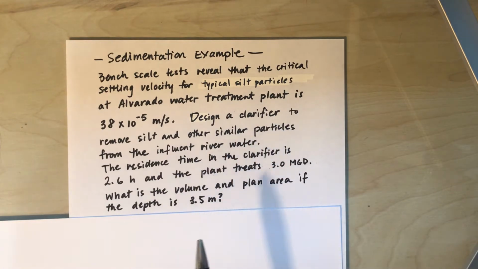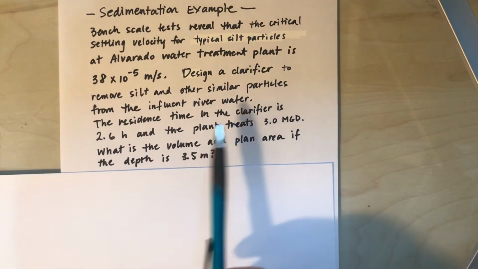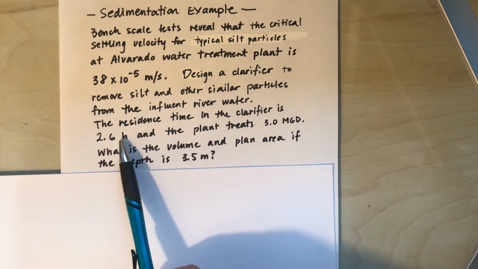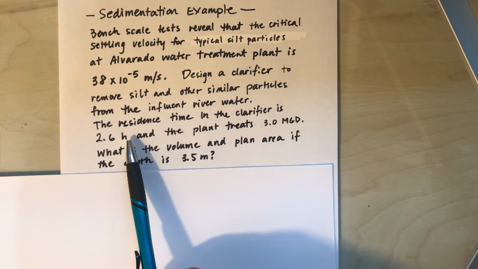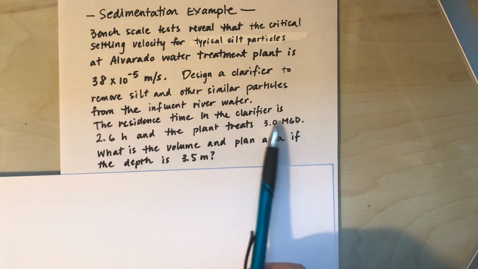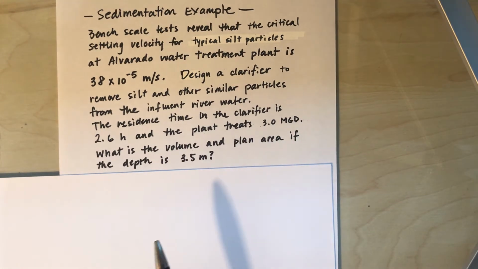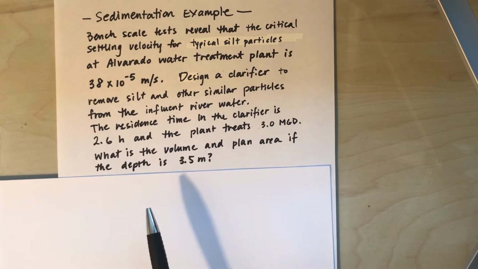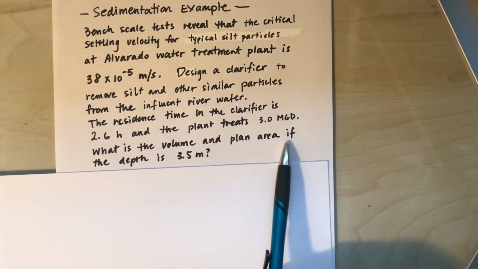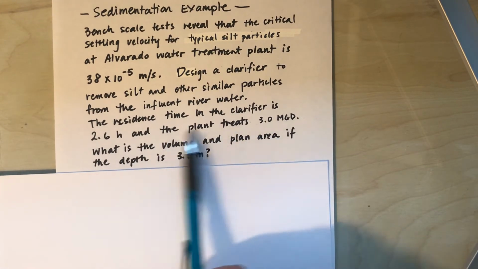coming into the plant. Okay, the residence time in the clarifier needs to be 2.6 hours to achieve the proper settling. And the plant needs to treat 3 million gallons per day to meet the demands of the residents of the area. So what's the volume and the plan area going to be? You're going to design this, and this is what you need to know.